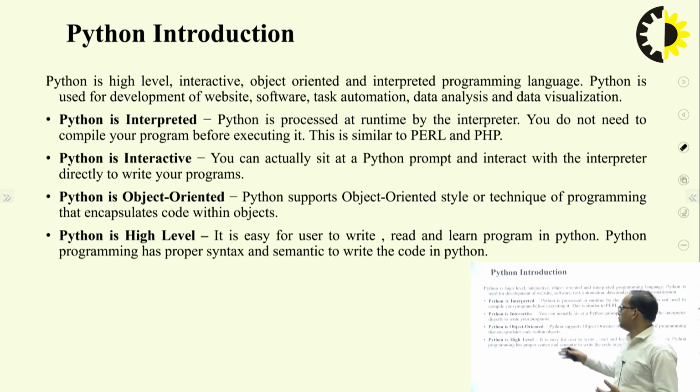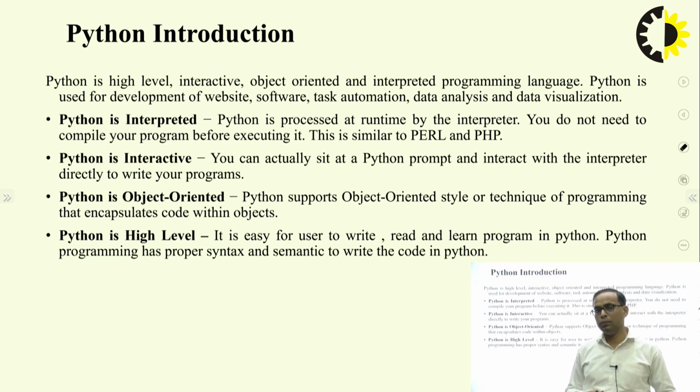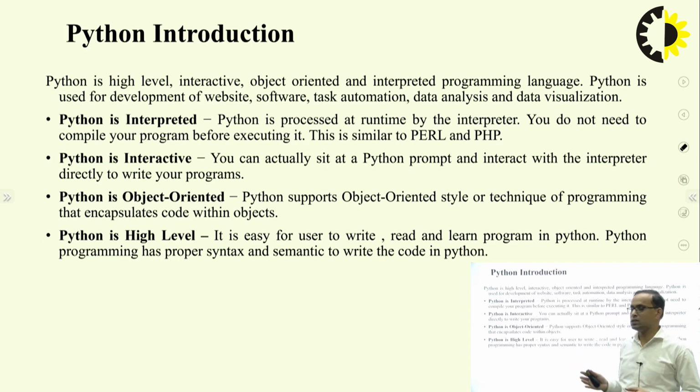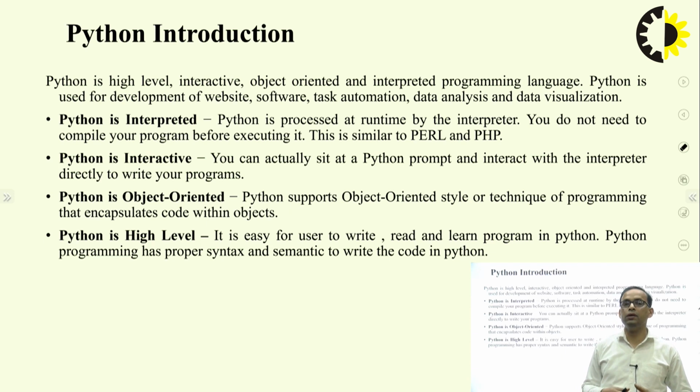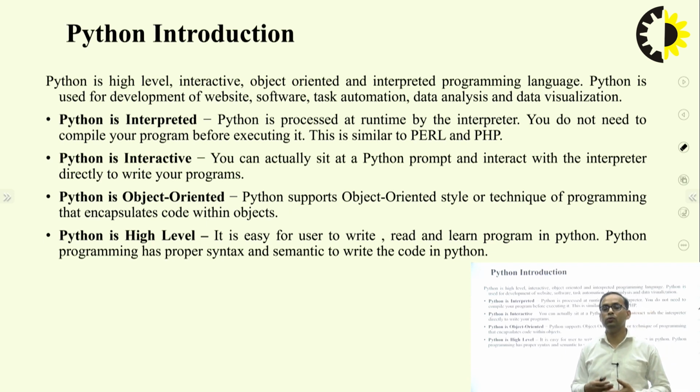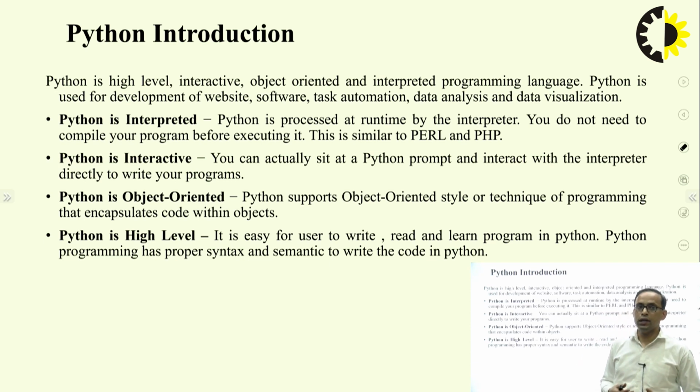Second, Python is interactive. It means that we can directly write the Python code on the Python interpreter, and we can simply press enter to execute that particular code. There are several methods of writing a Python program or Python code. We will discuss them in the last slide of this lecture. It is an interactive language, meaning we can directly write the code on the interpreter and execute it. That is why Python is known as an interactive language.